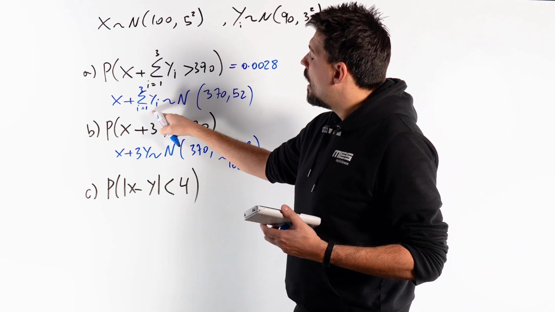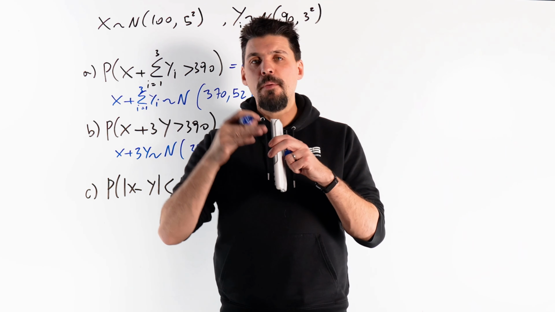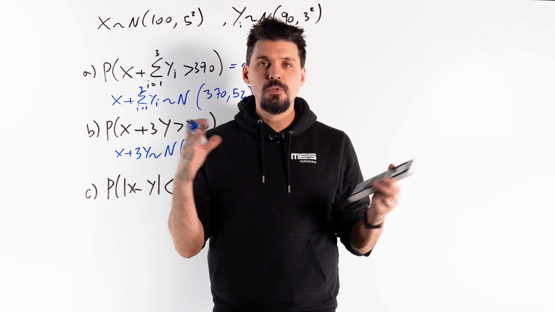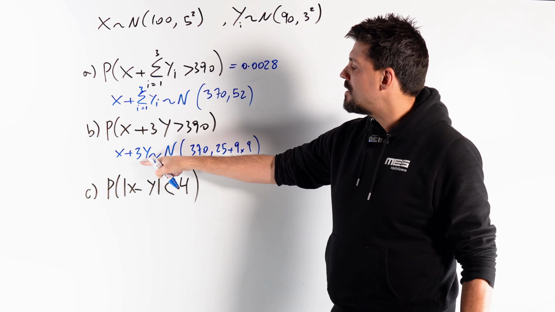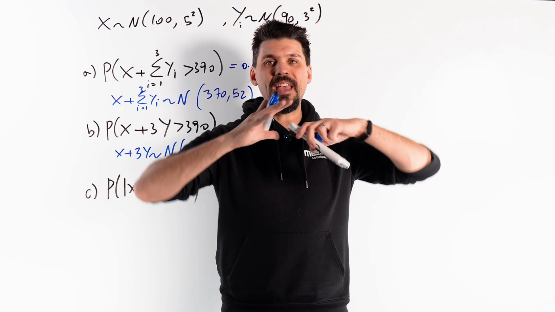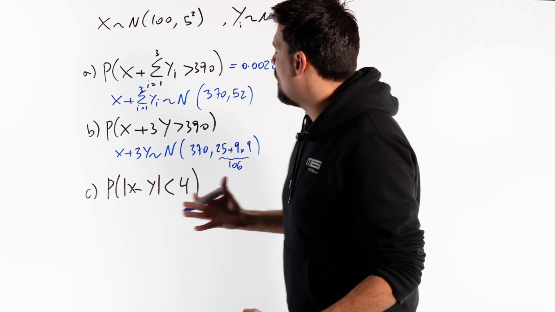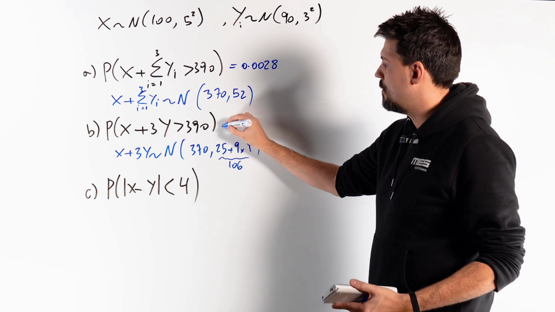Why? Because with separate values of Y, one might be a bit too small, the other one too big, and they might cancel out. So it keeps the variance a bit more tight. Whereas here, with 3 times Y, as soon as Y is a bit too big, that is amplified by a factor of 3. So that is why we get this difference here.